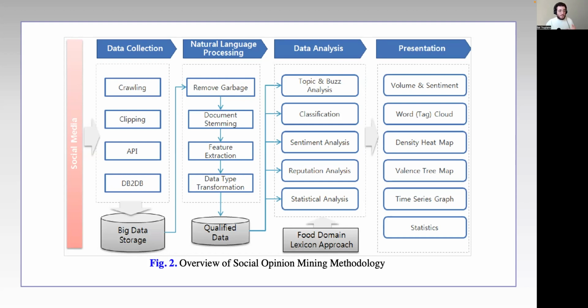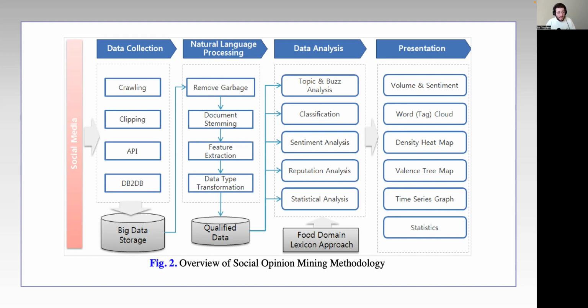First, we're going to do our data collection phase. That consists of web crawling, clipping, API, and sharing data from database to database between content providers. That's what third-party people usually do. Then we're going to move to natural language processing. That's where we're going to remove the garbage, which we're going to go over later. We're going to stem the document, extract features, and do a data type transformation. Once you do all of this, the data is considered qualified.